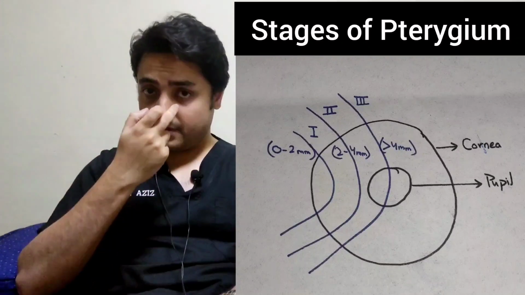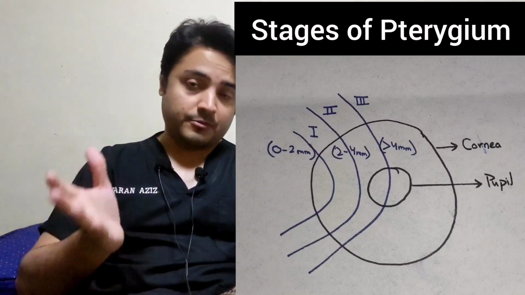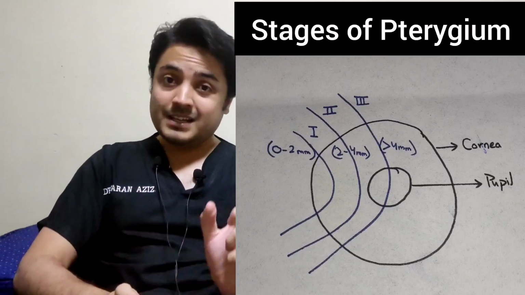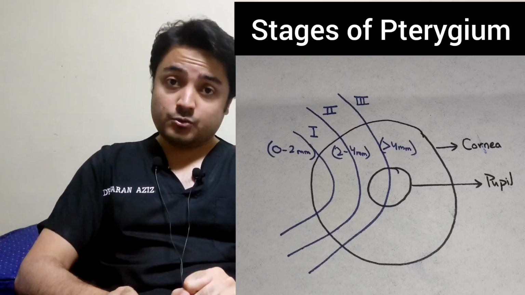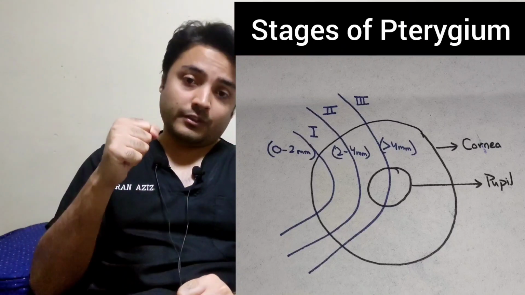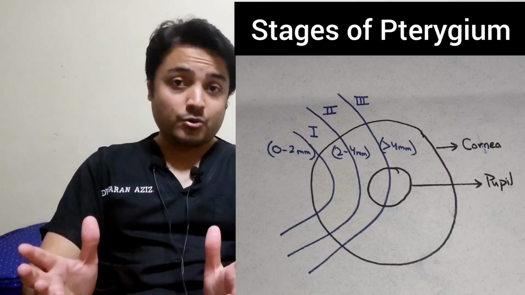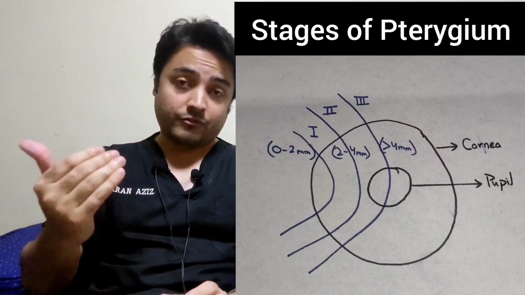The light rays can still pass the pupil. The pterygium was not at the stage where it actually covers the pupil, but it does cause astigmatism in stage 2 because it has this pull on the cornea, and the cornea is responsible for more than half of the refractive error of the eye.